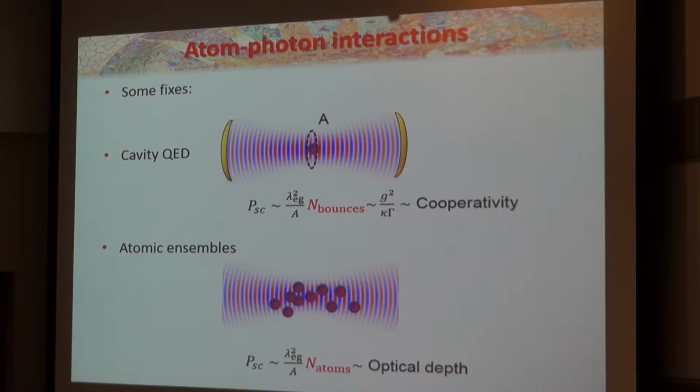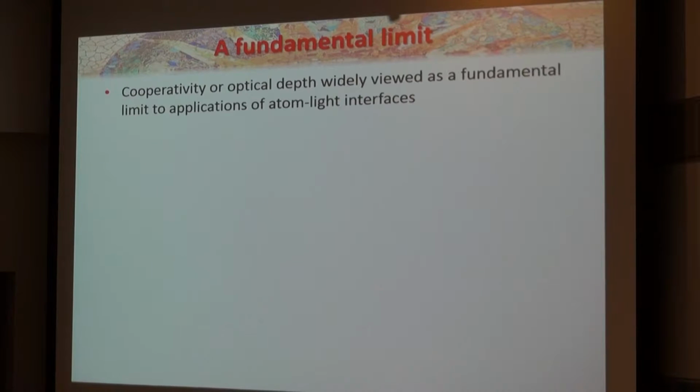The other thing that you can do is, instead of having one atom, have many atoms. If one atom fails, another atom has a chance to succeed. In that case, the interaction probability is that of a single atom times the number of atoms. In atomic physics language, that quantity is known as the optical depth. These quantities seem quite fundamental, and it turns out they are. It's widely believed that these figures of merit, cooperativity or optical depth, present fundamental limits for anything you want to do with atoms and light in the end.